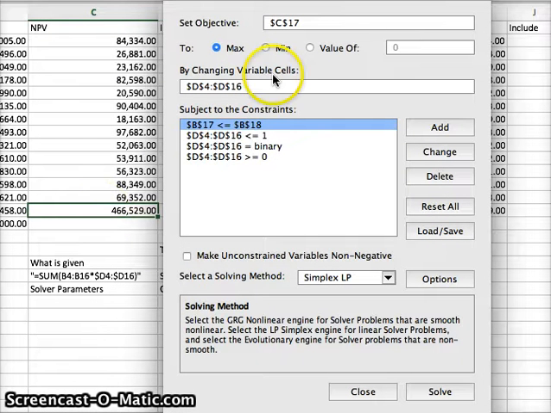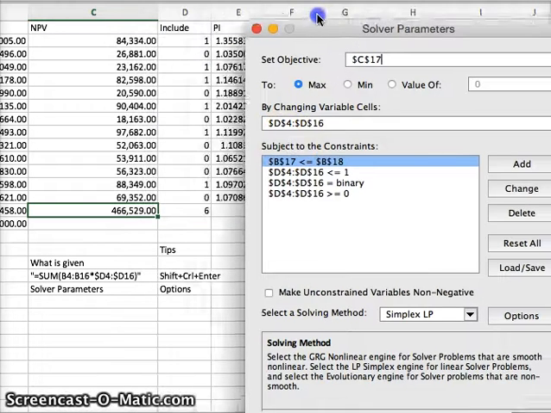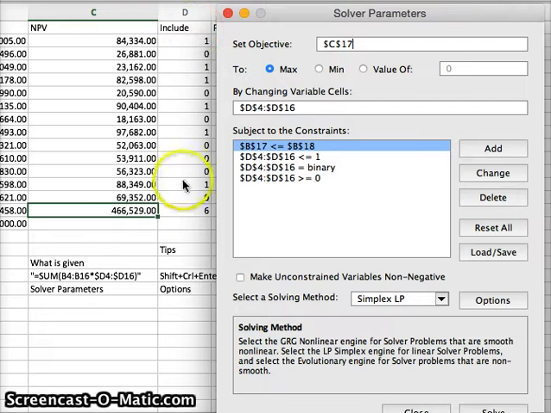And finally, the solver parameter will give you the result in D4 to D16. In D4 to D16, this is a binary variable. That means they have only two values, 1 or 0. So 1 times net present value means you have included this project. 0 means you don't include this project.